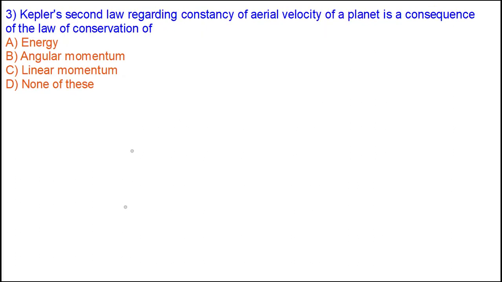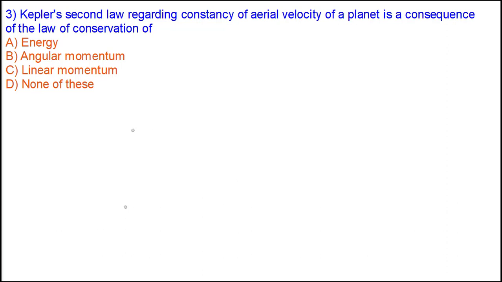Next we come to question number 3. Kepler's second law regarding constancy of aerial velocity of a planet is a consequence of the law of conservation of energy, angular momentum, linear momentum, or none of these. Now what is the meaning of aerial velocity?